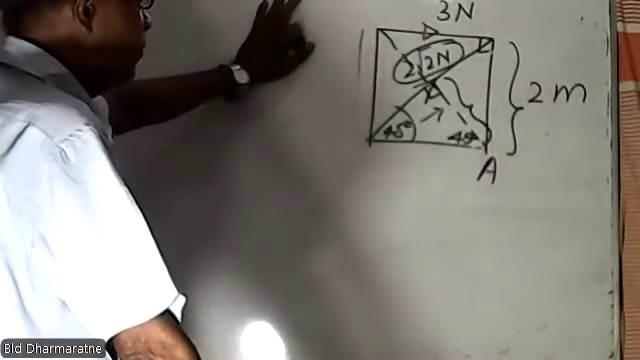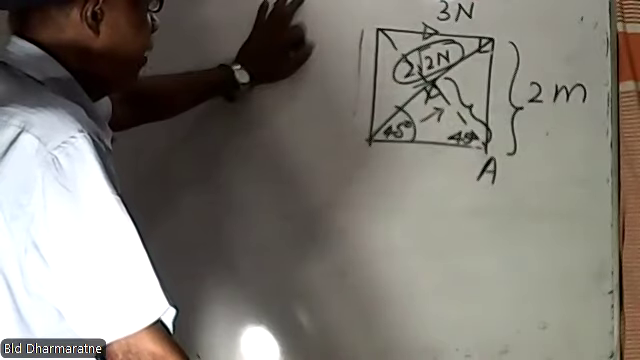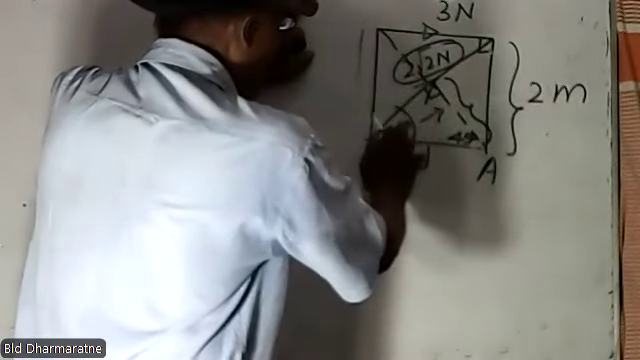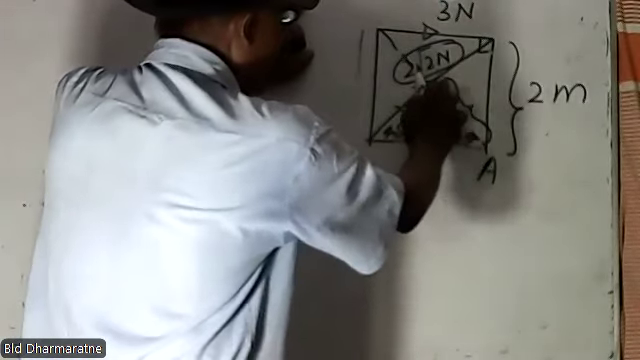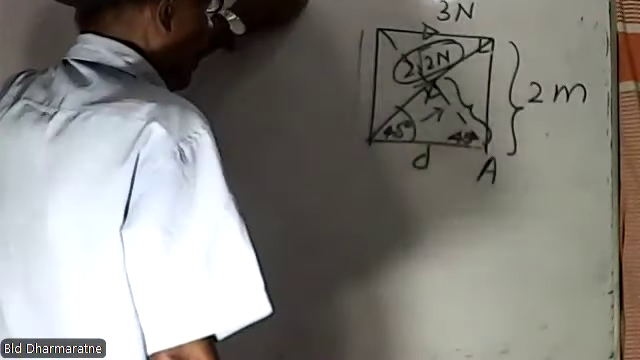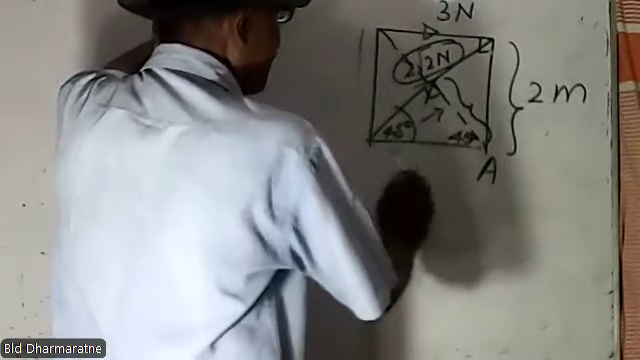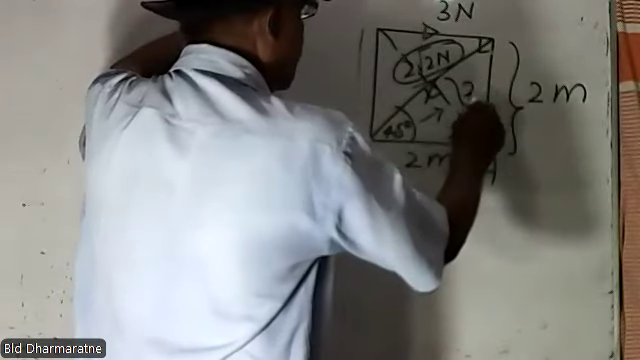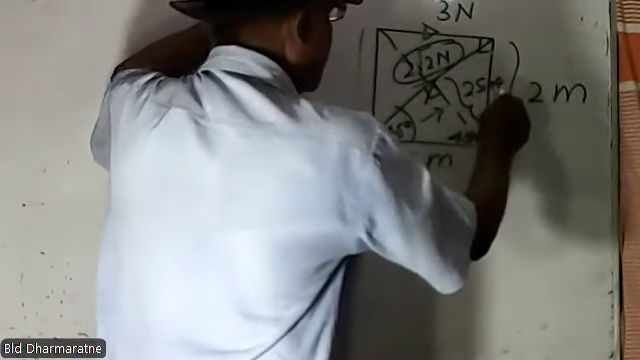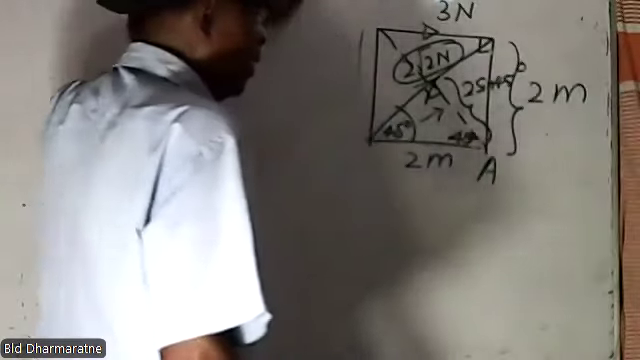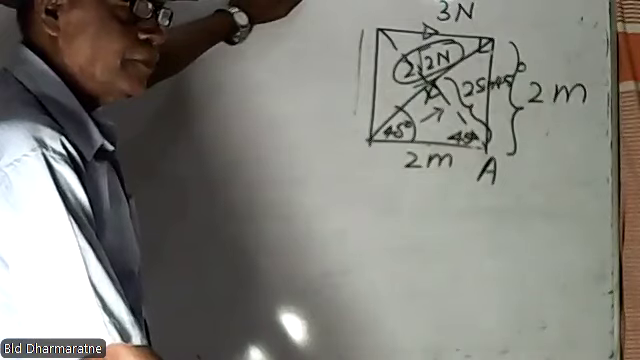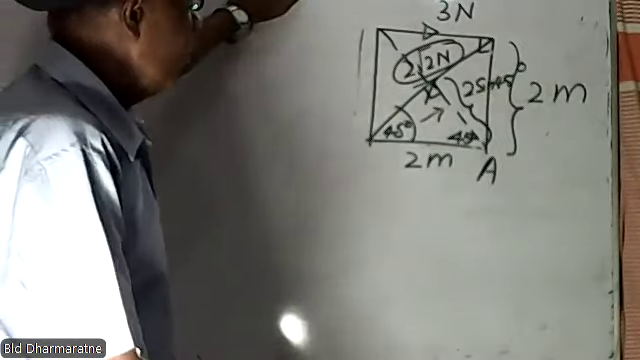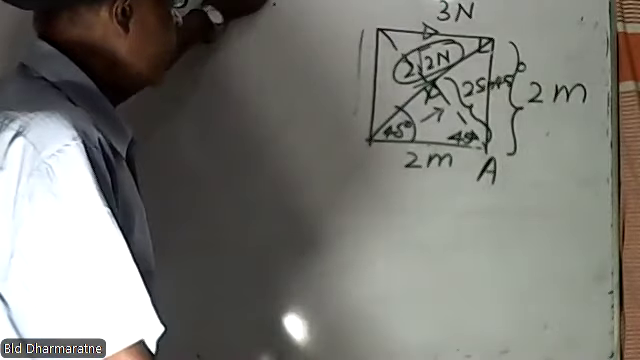Previously I gave this as d cos theta, and this one as d sin theta. What is the perpendicular distance? What is d? d is 2 meters. So this is 2 sin 45. If you practice frequently, you can calculate these things at once, and they automatically come to memory, right?